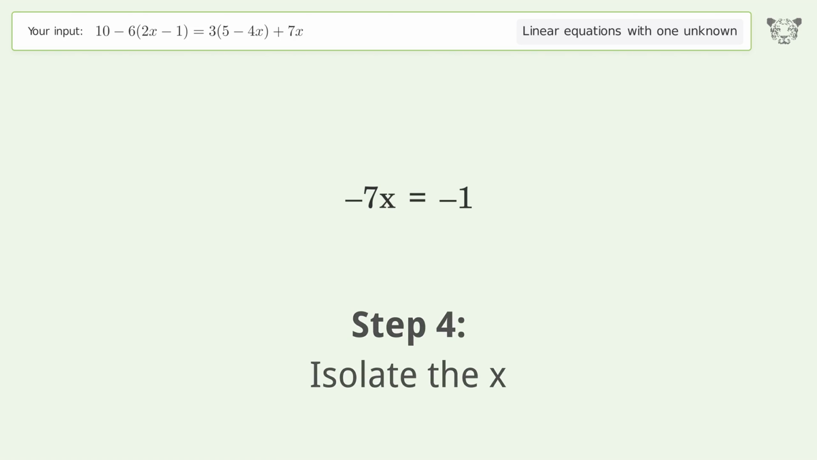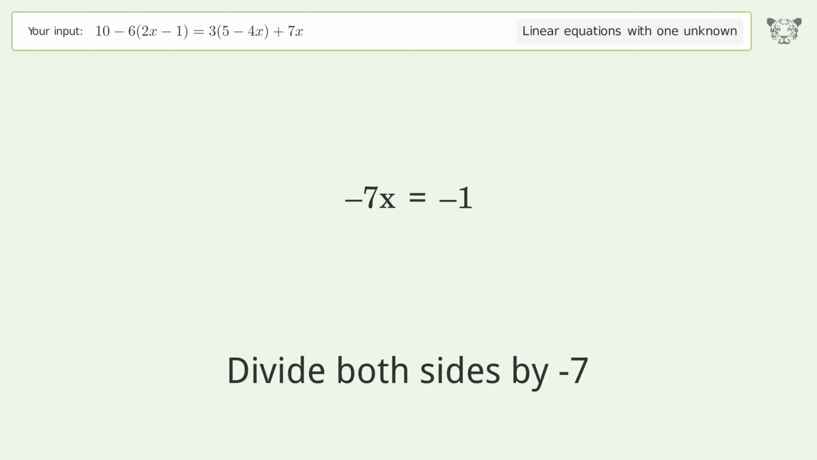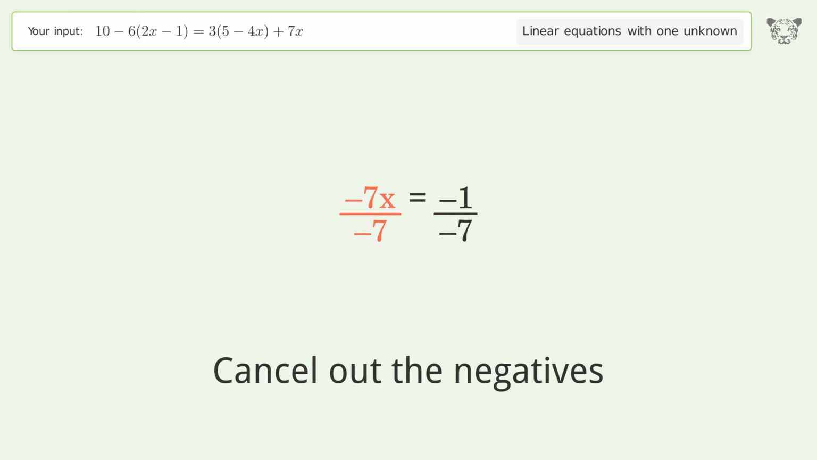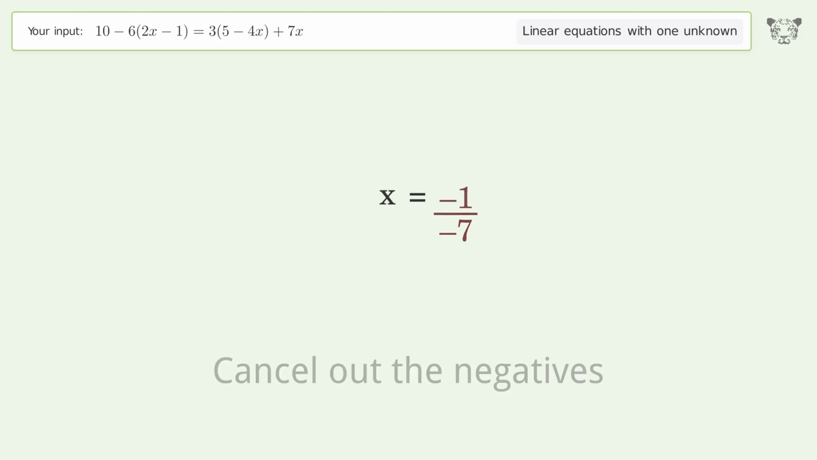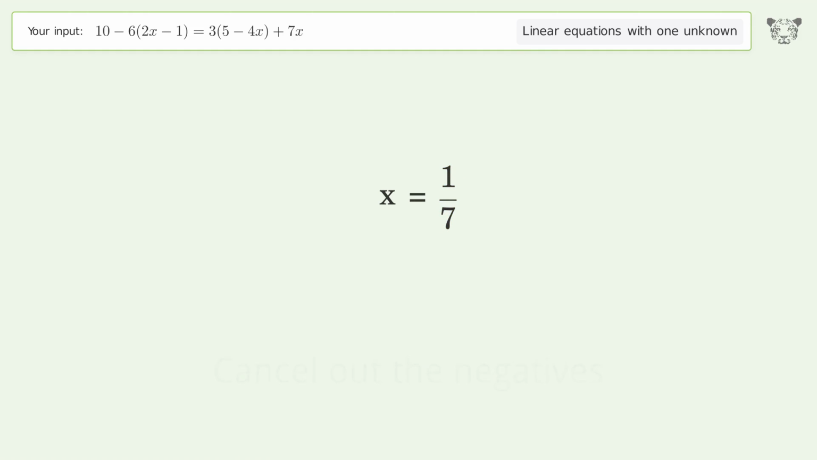Isolate the x. Divide both sides by -7. Cancel out the negatives. Simplify the fraction. Cancel out the negatives. And so the final result is x equals 1/7.